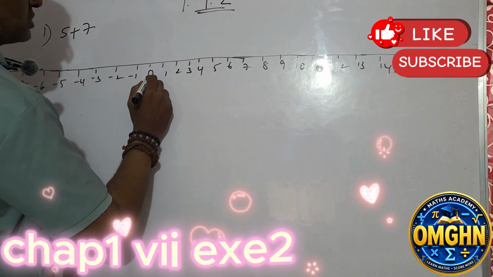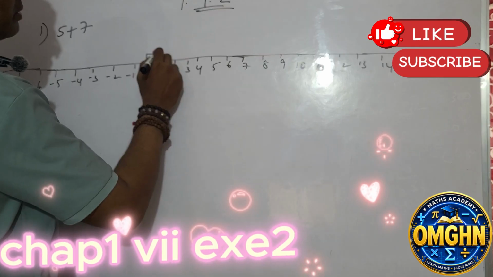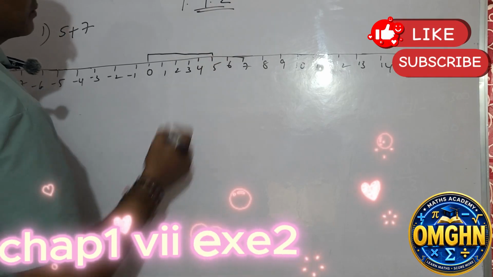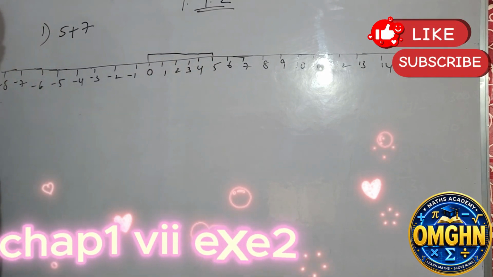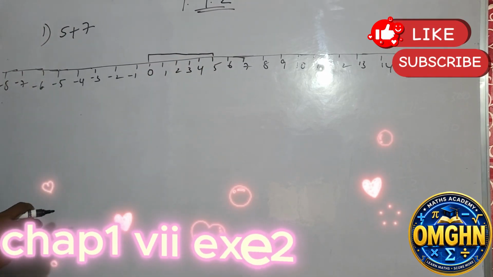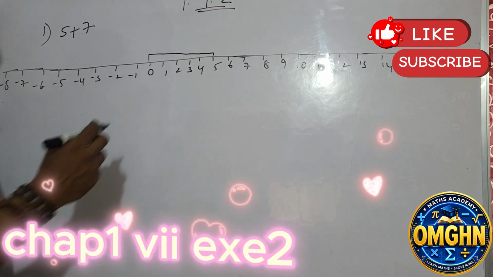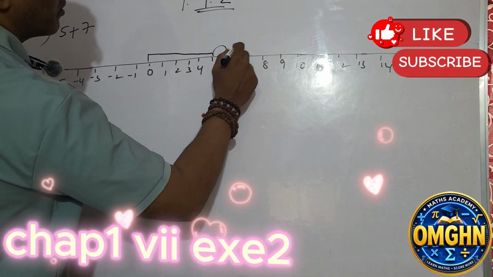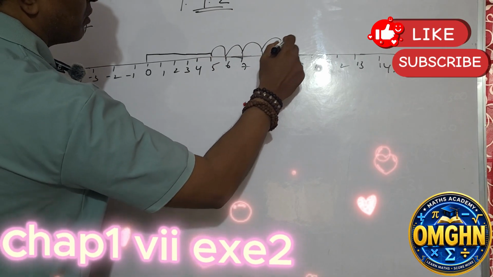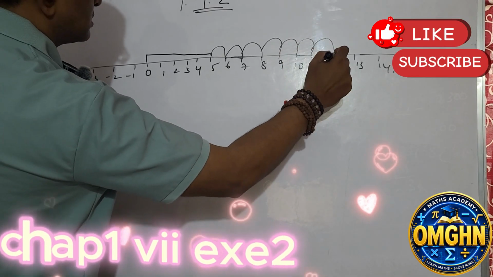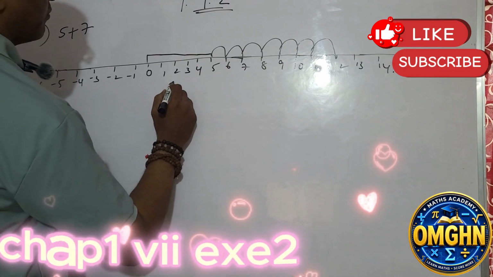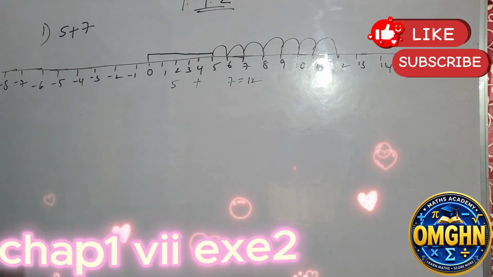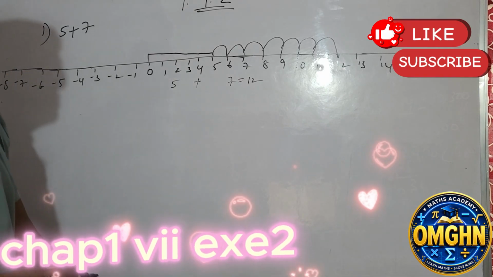So, we will start from 0. 1, 2, 3, 4, 5. Plus, how much? 7. 1, 2, 3, 4, 5, 6, 7. How much will it become? 5 plus 7 equal to 12. Understood? This is the first sum.